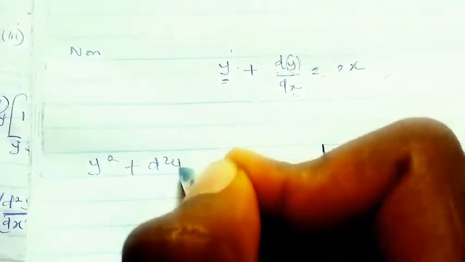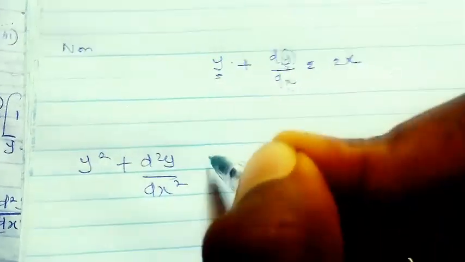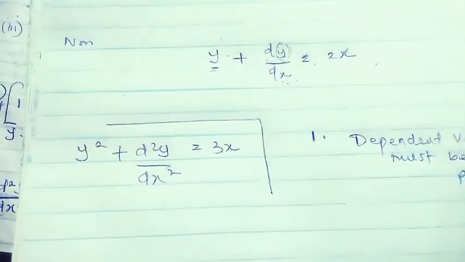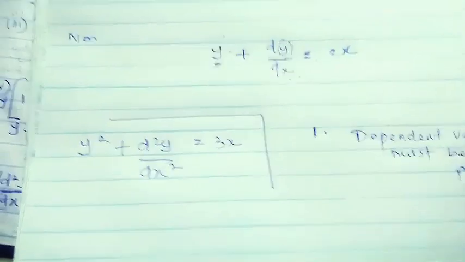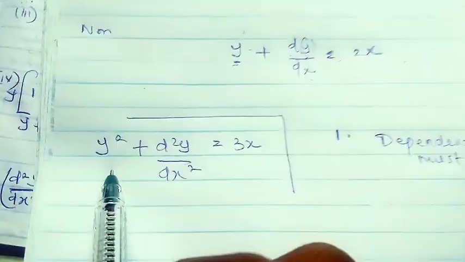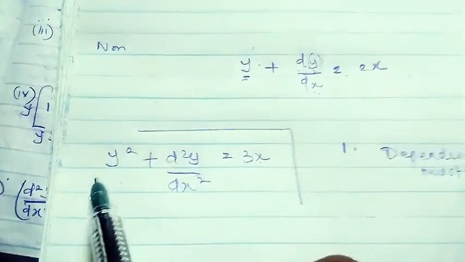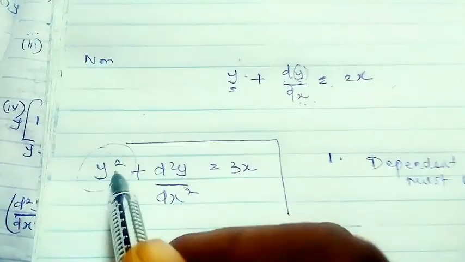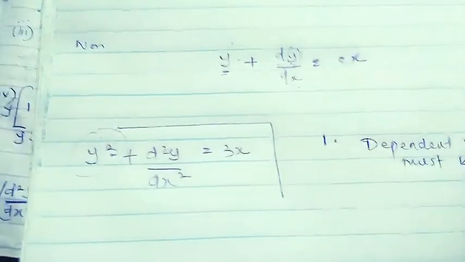Now let's take a look at this equation: y squared plus d squared y/dx squared equals 3x. Look at this equation very well. This is technically not a linear differential equation. Why? Because the dependent variable y is not of first power. Here the dependent variable y is of second power. So that's the first condition of identifying a linear differential equation.